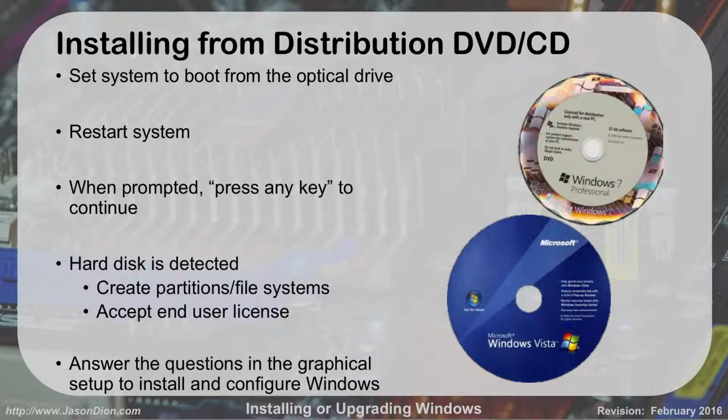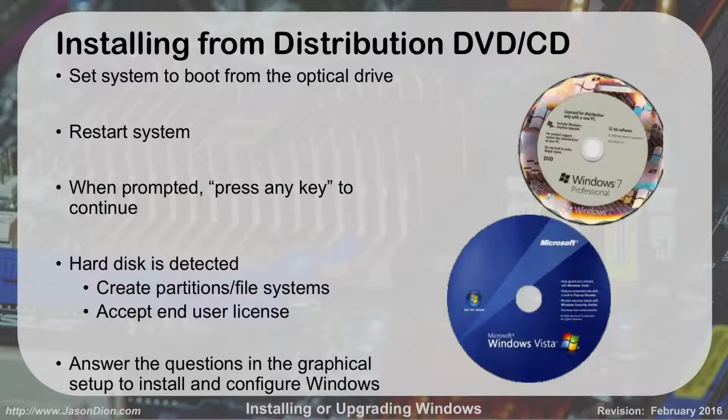At that point, your hard disk is going to be detected. You're going to create a partition to install to using the disk utilities in there, and you'll accept the end user agreement. At that point, you're going to answer questions in the graphical wizard, such as what your username is, what your computer name is going to be, are you on the East Coast or the West Coast, what city you live in, what time zone you live in, that kind of stuff. And it'll follow you through the steps.